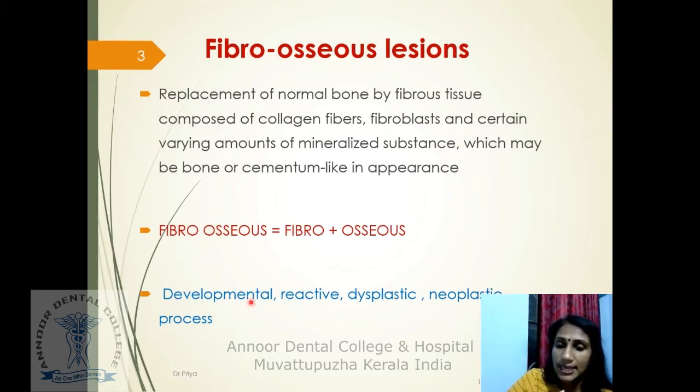Now this could be a developmental change, a reactive change, dysplastic, or neoplastic. So you can have a variety of reasons which will form your fibro-osseous lesion. It's a group of diseases. It's not a single entity. Fibro-osseous lesions are a group of diseases which could be a developmental disorder, or a dysplastic change, or even a neoplastic process.